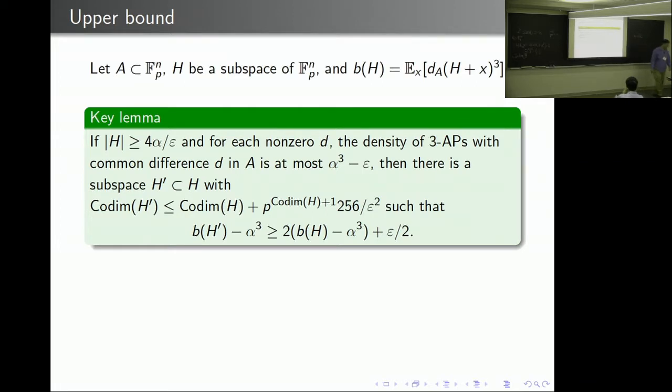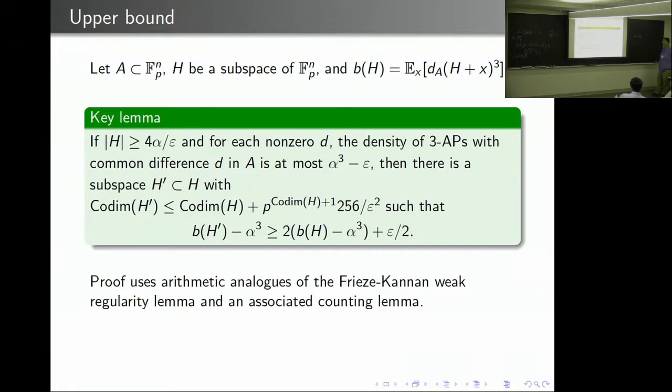Okay, so I want to say a few words about the proof of this key lemma, how you can get this density increment. Are there any quick questions before we move on? Okay. Well, the proof uses arithmetic analogs of the Frieze-Kannan weak regularity lemma and an associated counting lemma. So what do these weak regularity lemma and counting lemma look like?